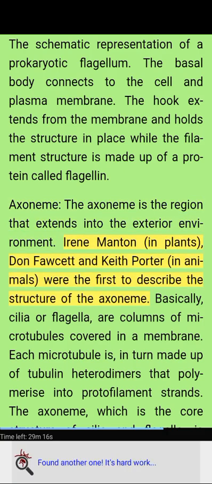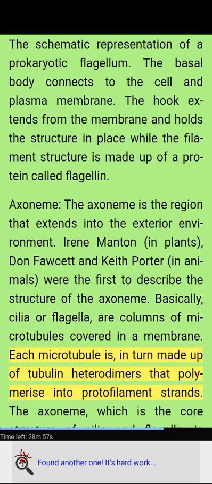Irene Manton in plants, and Don Fawcett and Keith Porter in animals were the first to describe the structure of the axoneme. Basically, cilia or flagella are columns of microtubules covered in a membrane. Each microtubule is, in turn, made up of tubulin heterodimers that polymerize into protofilament strands.